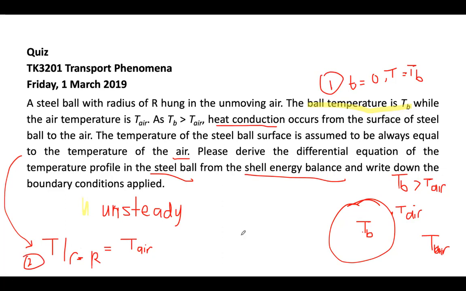Okay, and then for the shell energy balance, if we are using a plate, the shell energy balance would look like a thin plate. If we're using a cylinder, for example, the energy balance would be like a thin shell. For the sphere, the shell would look like a spherical shell, like a steel shell.